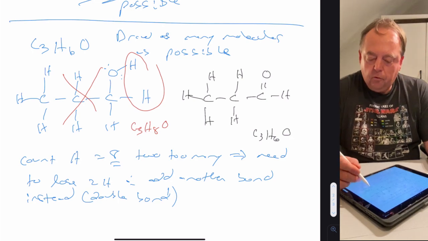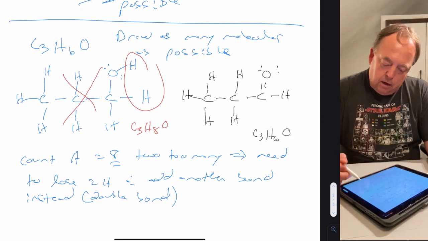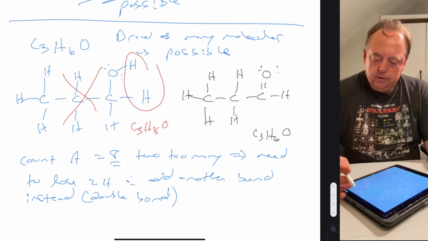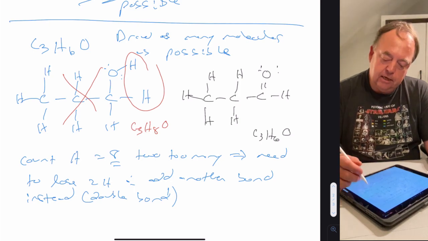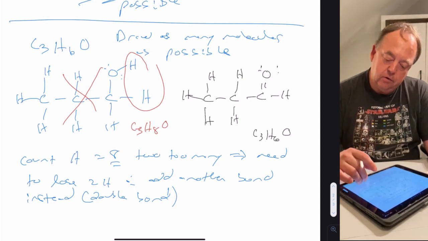So each carbon's got 4 bonds. Oxygen's got 2 bonds and 2 lone pairs, so it's got an octet. Each hydrogen has 1 bond, so that's a happy molecule. That's a good molecule.